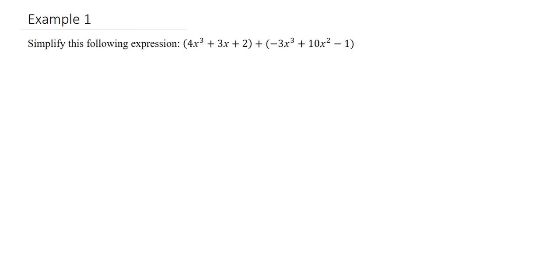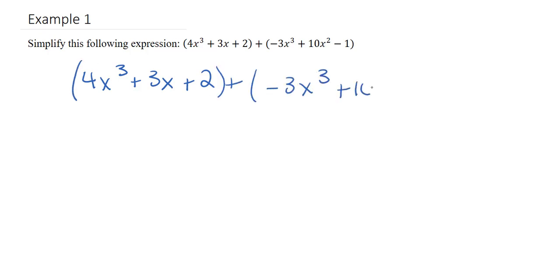So example 1, we're going to simplify the following expression. So notice we are adding polynomials. So when we look at this, we have 4x to the third plus 3x plus 2 plus, and then in parentheses, negative 3x to the third plus 10x squared minus 1. So let's go ahead and rewrite this. Now, we can go ahead and only add like terms.